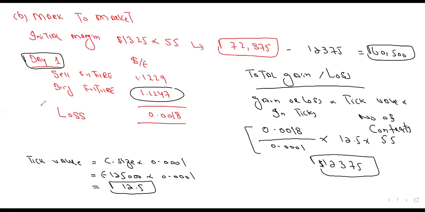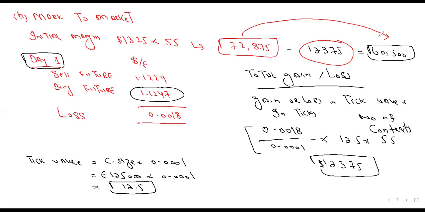Now, if you have to give more explanation, you will tell the examiner that when there was a loss of 12,375, it reduced our margin from here to here. What will happen? On the first day, we have to deposit extra, again 12,375. You will receive a call from your clearing house. They require you to deposit again 12,375 so that your margin account balance, from 60,500, will be topped up to 72,875 again.